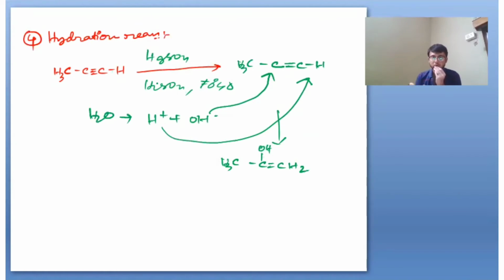So if you don't know what is keto-enol tautomerism, please go and watch our keto-enol tautomerism video. Okay. So there you can elaborately understand what is tautomerism. So now what happens? If this forms a tautomer, then the product will be like this. It means it is forming a ketone here, that is CH3 C double bond O CH3, right? So that's how hydration reaction of alkyne is done.